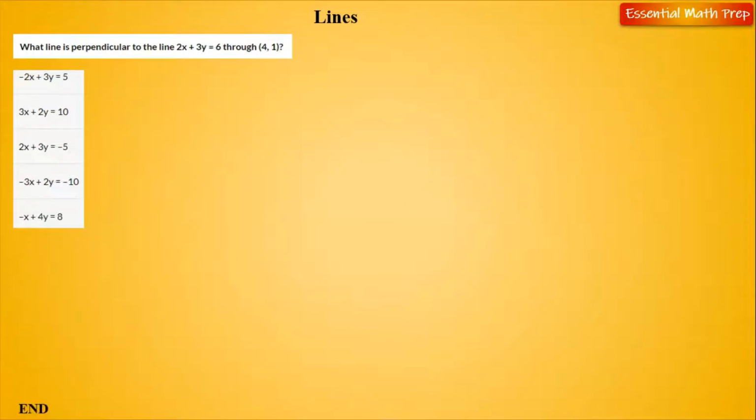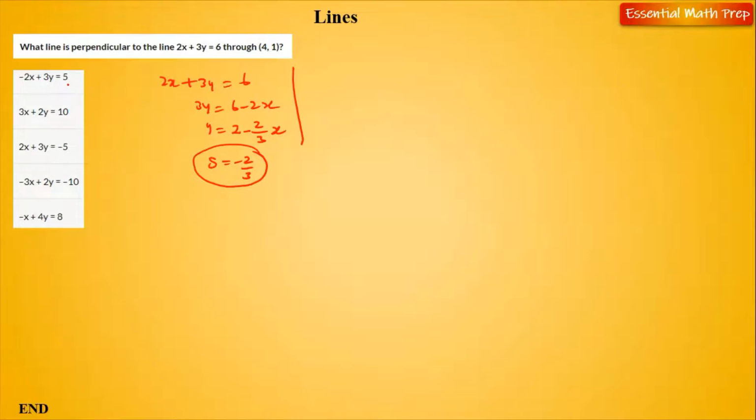This problem marks the end of this video, but don't worry, there's more videos coming up on this topic. So let's finish this last problem. What line is perpendicular to the line 2x plus 3y equals 6 and passes through (4, 1)? First, we need to convert this equation into its appropriate slope-intercept form. So 3y equals 6 minus 2x, and y equals 2 minus 2/3 x. So we know the slope of this given line is negative 2/3. Since these two lines are parallel, that means the slope of the other line should also be negative 2/3.